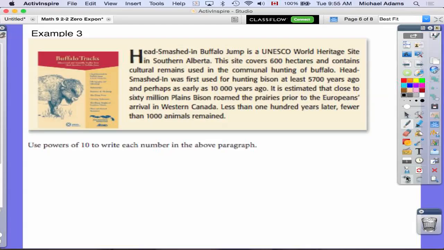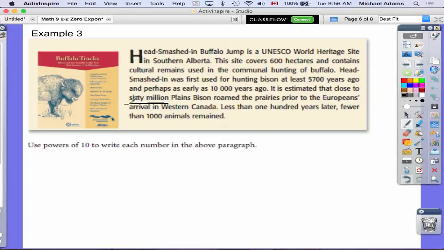Less than 100 years later, fewer than 1,000 animals remained. That is a disgusting fact. When you had 60 million roaming the prairies, and the Europeans came in, the Europeans almost wiped out the entire population of buffalo.